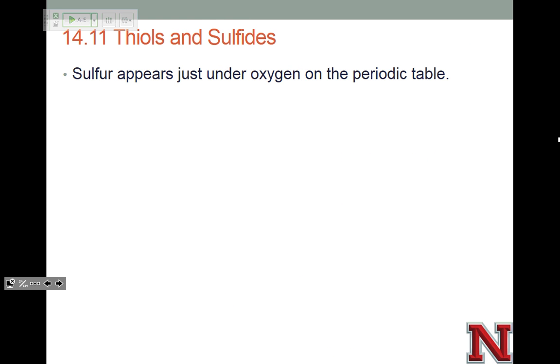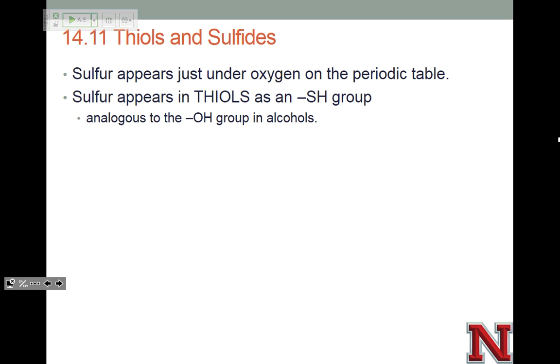So before you leave today, I'm going to introduce you to sulfides and thiols, and we're going to finish up this chapter really quickly on Monday. There's not a lot we're going to be talking about with sulfides, sulfur, and thiols. I just want to talk about naming today. So sulfur appears under oxygen on the periodic table. We call them thiols, SH groups, and they react very well.